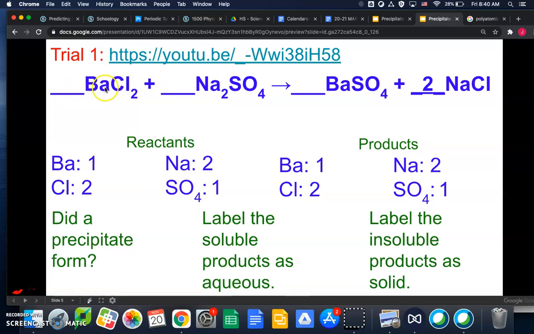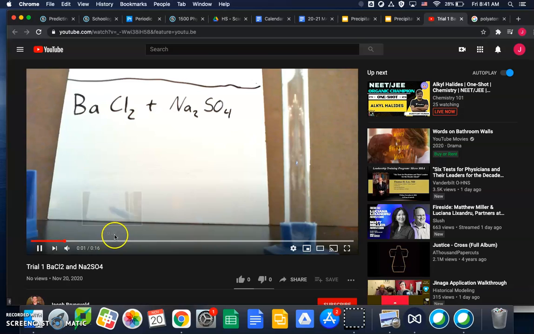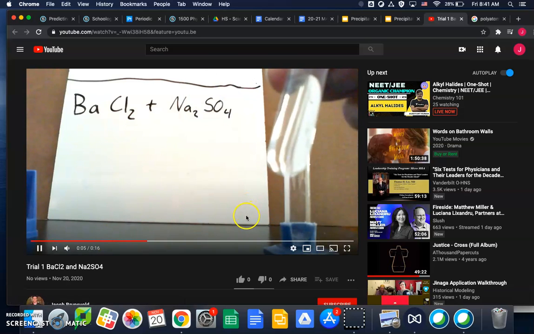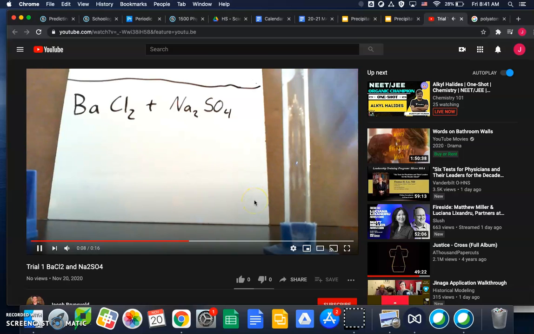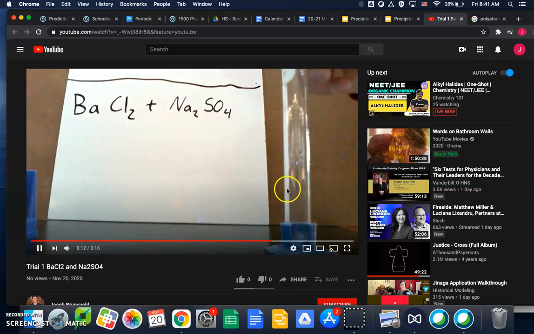So here we have the reaction of, this is trial one, so it's barium chloride reacting with sodium sulfate. Okay, and so then we'll watch the video. They're not very long. They're all about between 15 and 40 seconds. So here we have barium chloride, and then there we have the sodium sulfate, showing you what that looks like. And then we dump them in the little beaker there.